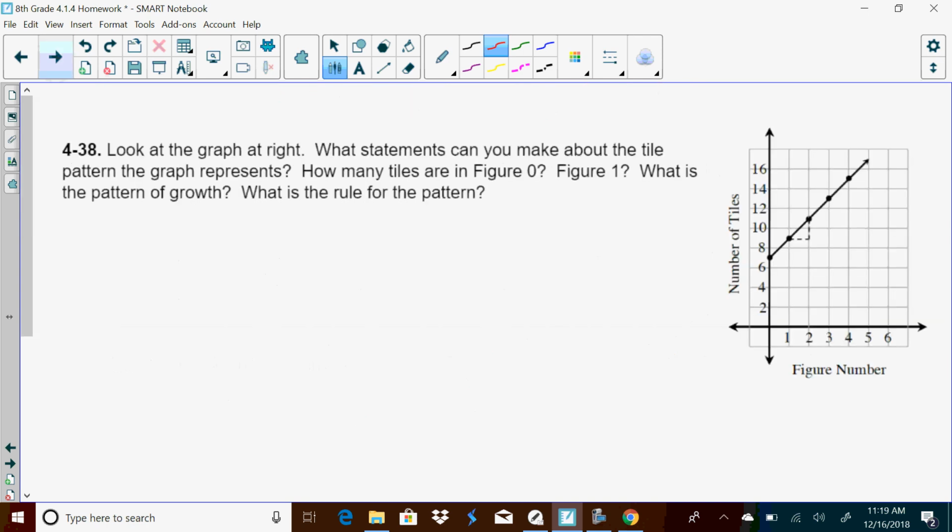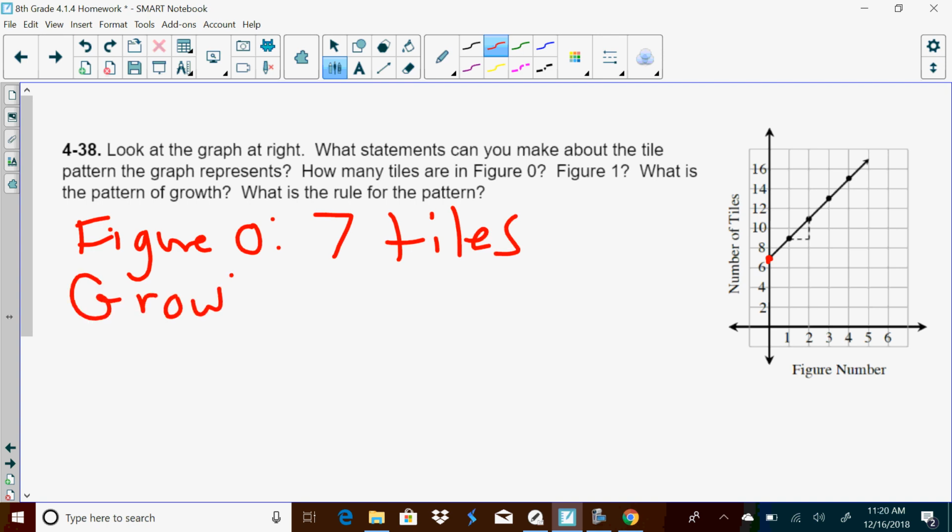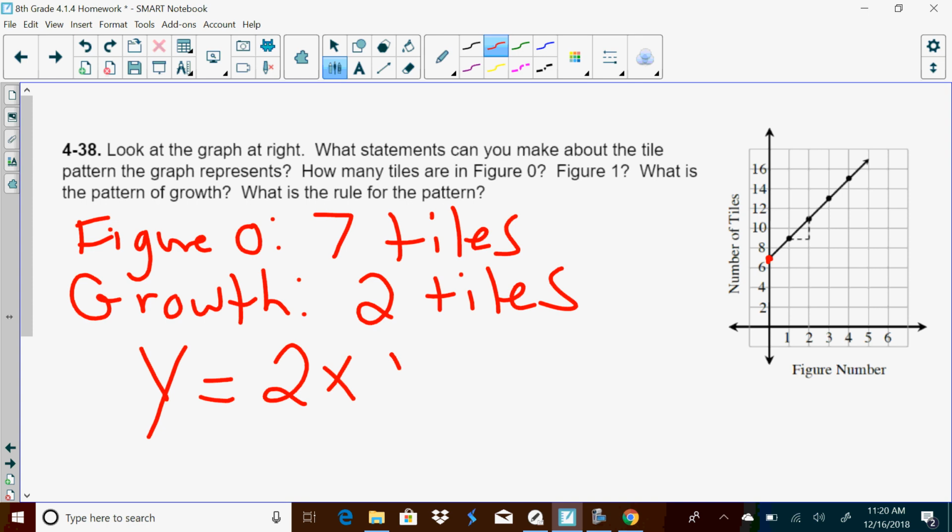Okay, problem number 38 says look at the graph. What statements can you make about the tile patterns the graph represents? How many tiles are in figure 0, figure 1, what's the pattern's growth, what's the rule? You should have answered most of these questions in this section, but I basically just checked that you had the rule. Figure 0 has 7 tiles in it, shown right there. It's growing by 2. And the rule is y equals 2x plus 7.